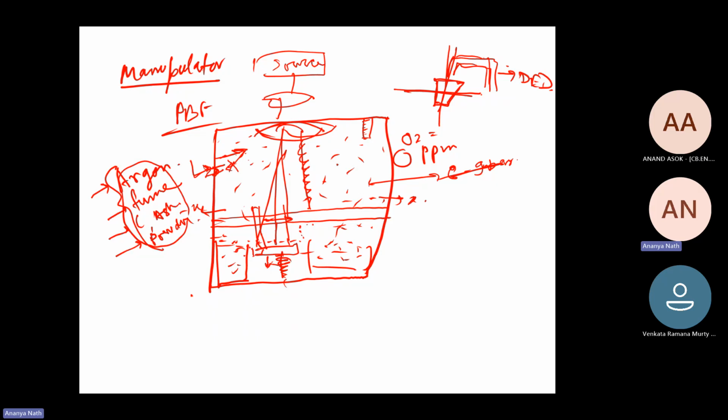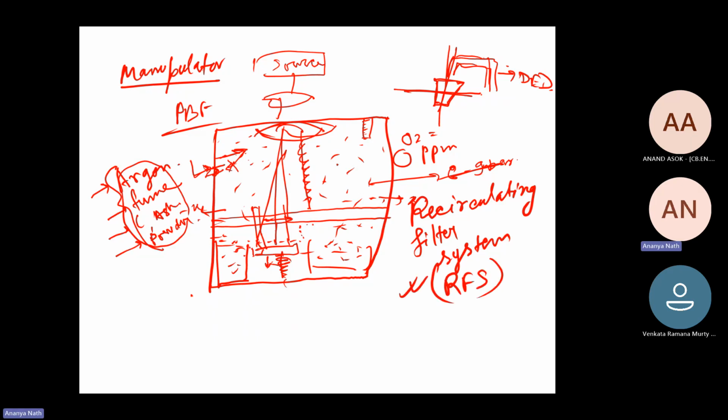So what we do instead is there will be a recirculating filter system, RFS. RFS is very important for PBF systems. There will be a grit nozzle, or there can be different types of nozzles with holes, that will mainly suck out the fume and the mixed argon, and that mixed thing will go to the filter system, RFS.